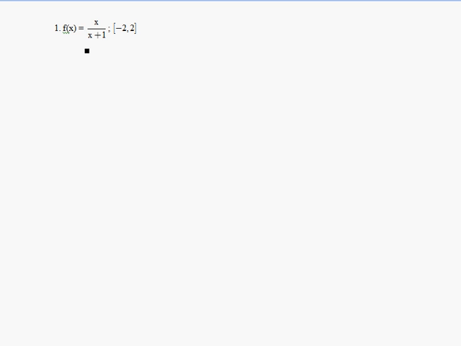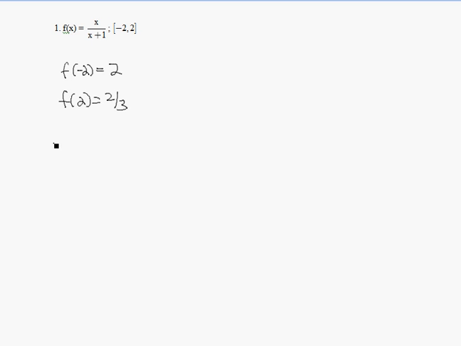Okay, here's a look at the mean value theorem. So for the mean value theorem, the first thing we want to do is determine the slope on the interval and then check the derivative and see if the derivative ever equals the slope on the interval. So therefore f of negative 2 is equal to 2 and f of 2 is equal to 2/3.